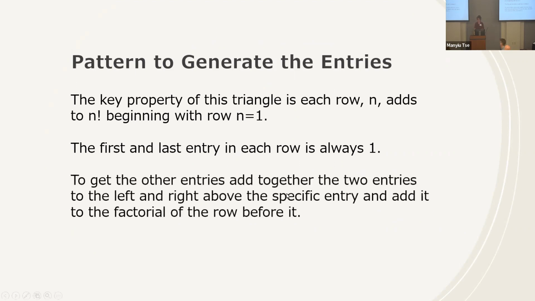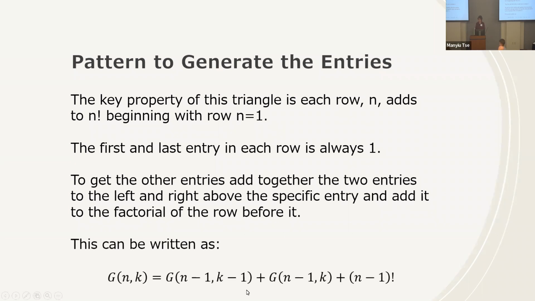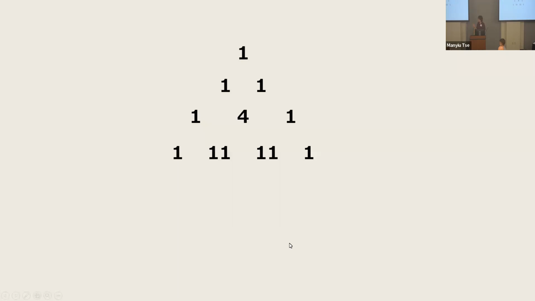But then to get the other entries, you look at the entries to the left and right of the row above, like Pascal's, and add them together. But you also have to add the factorial of the row before it, which can be written as g of n,k equals g of n minus 1, k minus 1 plus g of n minus 1, k plus n minus 1 factorial. So it's like Pascal's, you just have another thing to add to it.